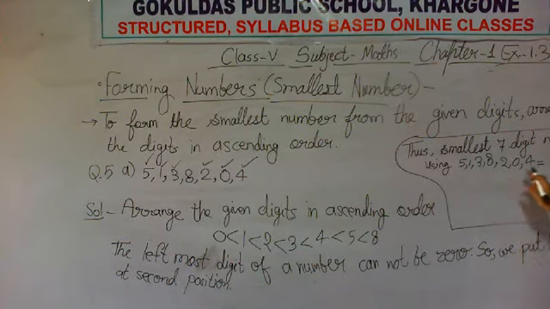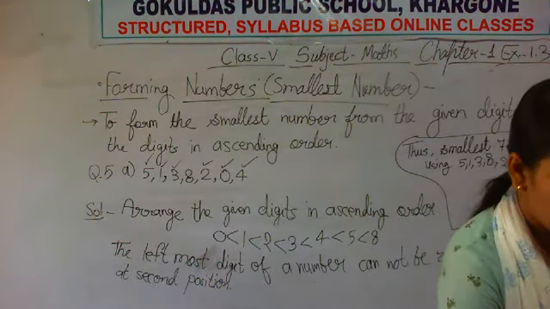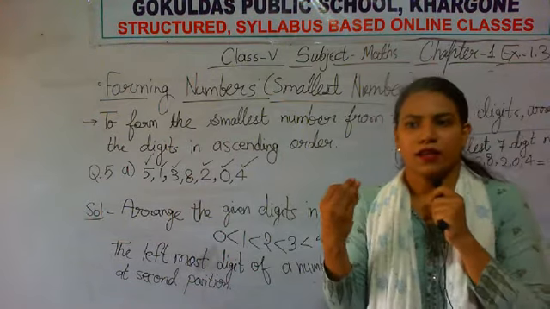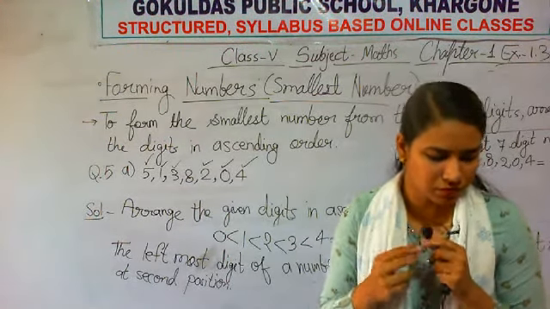So thus the smallest 7-digit number using 5, 1, 3, 8, 2, 0 and 4 is 10,23,458. So this is how we arrange the given numbers in ascending and descending order.